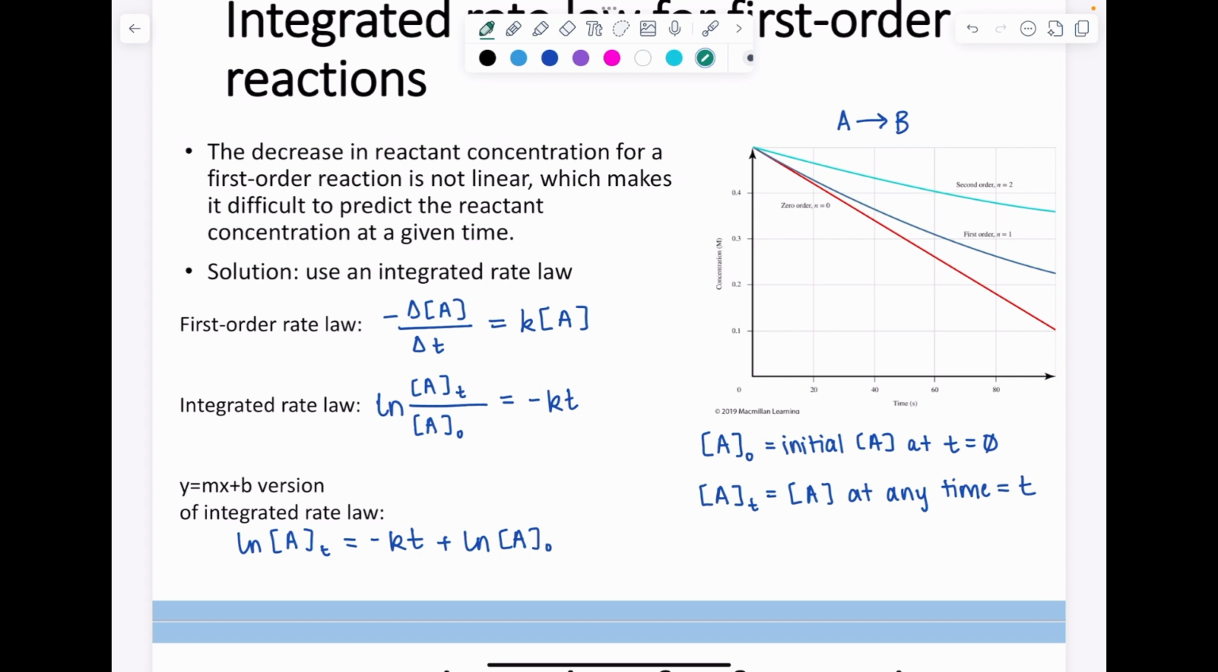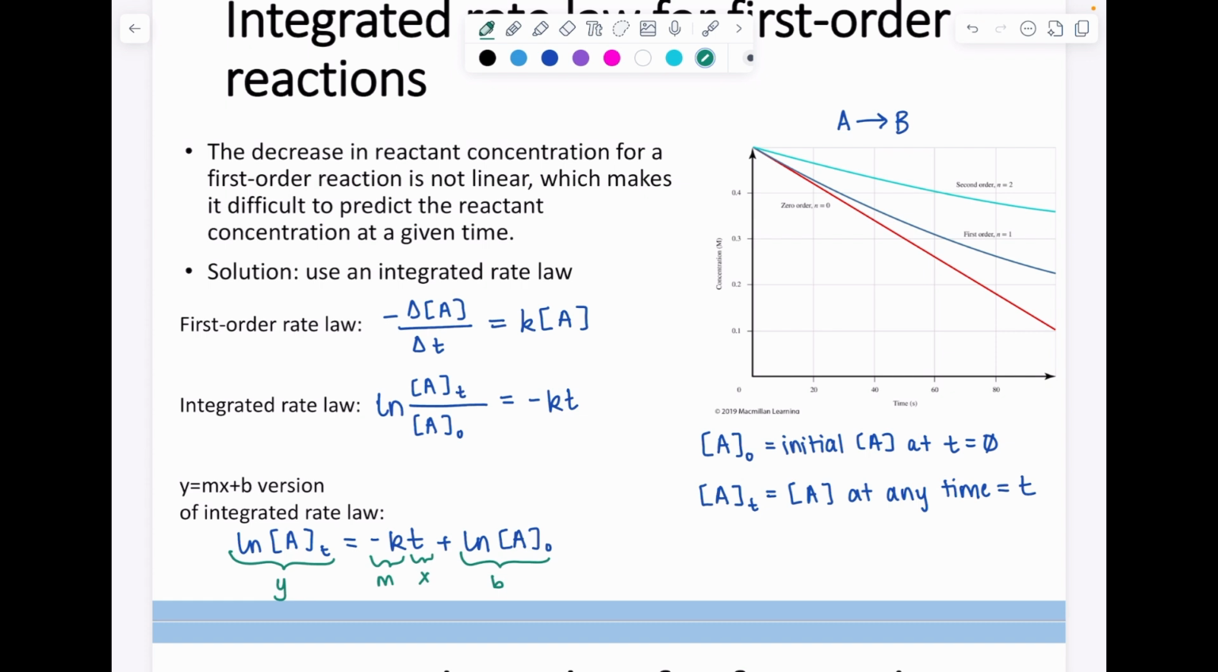So to break this down, concentration of A at time t will vary. It is a function of time. So this would be the y, if we're talking about y equals mx plus b, this would be y. Negative k is the slope, so that is m. t would be x, that is the x-axis, that's what will change as well. And then natural log of A at time 0, this is a constant for a given reaction, given concentration. That does not change with time. So there's the y equals mx plus b version.